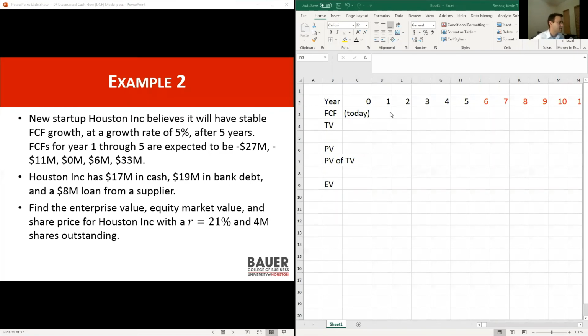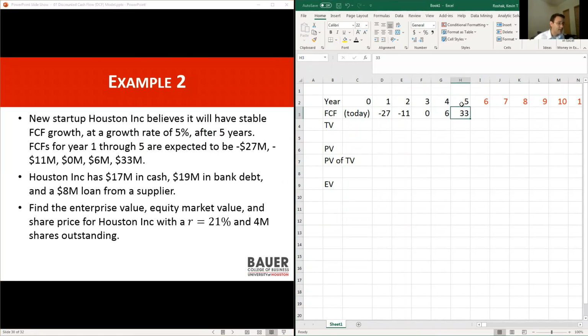Like before, I think it's easiest to set these things up in Excel to see everything piece by piece. We have the cash flows from years 1 to 5. Those are just given. So in year 1, it's going to be minus 27 million. In year 2, it's going to be minus 11. Then year 3, it turns to 0, 6, then 33. Okay, those are just explicitly given. Those are our forecast. So again, for Mercury, these are what you're doing for those first 5 years. You're getting those free cash flows. Now, what happens next? The free cash flows are going to grow at a rate of 5% after year 5.